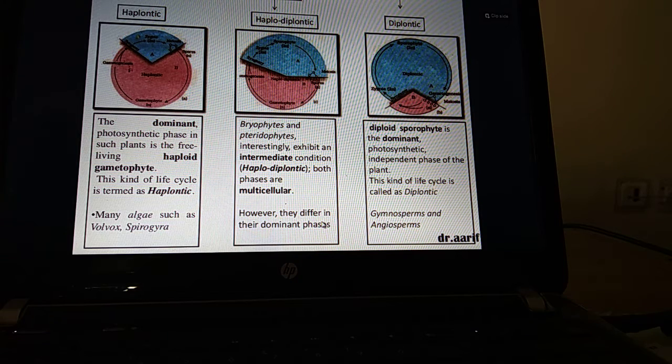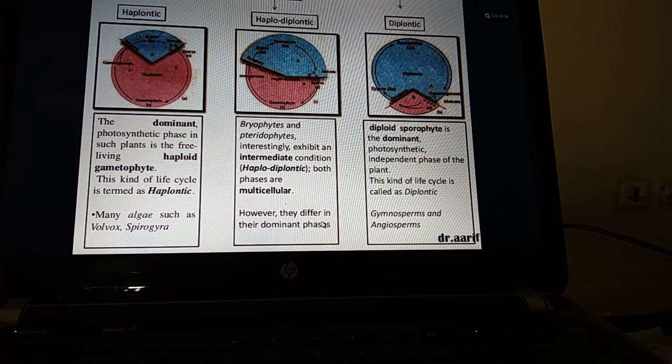Then we have seen that the haploid plant body is gametophyte because it produces gametes by mitosis. So the plant body, this represents gametophyte. And then after fertilization, zygote is formed which divides by mitosis to produce a diploid sporophytic plant body. And the diploid plant body is known as sporophyte and it is spore bearing.